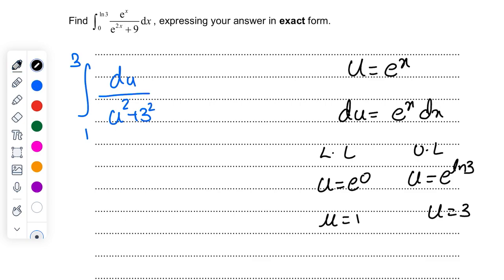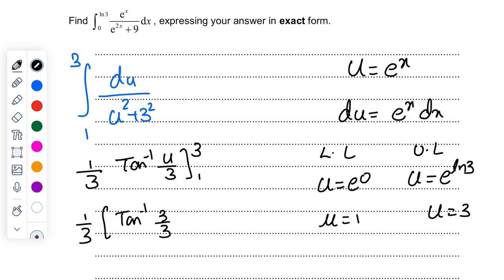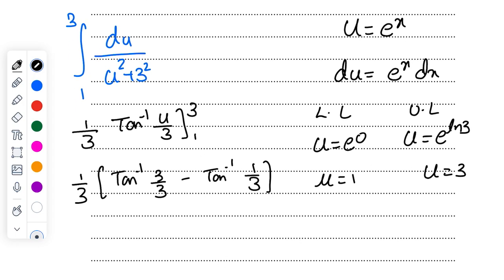So it becomes 1 upon 3 tan inverse of u upon 3 from 1 to 3. So 1 upon 3 tan inverse of 3 upon 3 minus tan inverse of 1 upon 3. So tan inverse of 1 is pi by 4 minus tan inverse of 1 upon 3. This is going to be the answer.